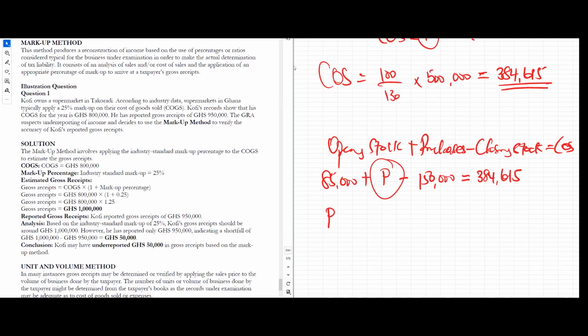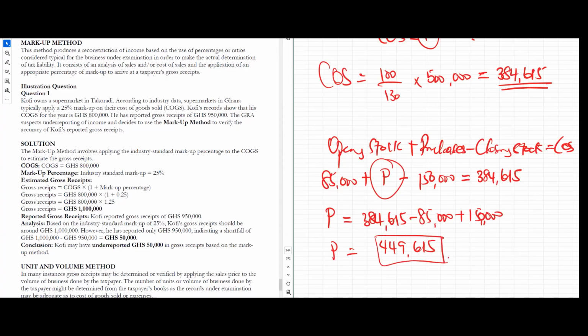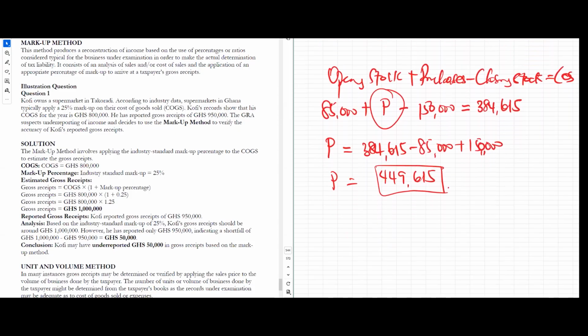So if I decide to put P here, all this must go there. So it means that P now becomes our 384,615 minus what? 85,000 plus the 150,000. So P is equivalent to how much? 449,615. Okay, so now we have the purchases, right?